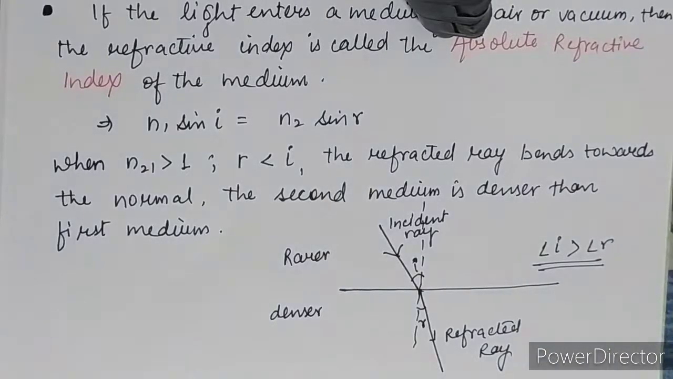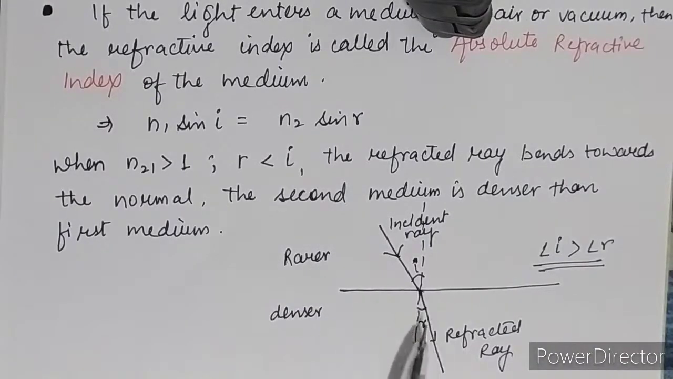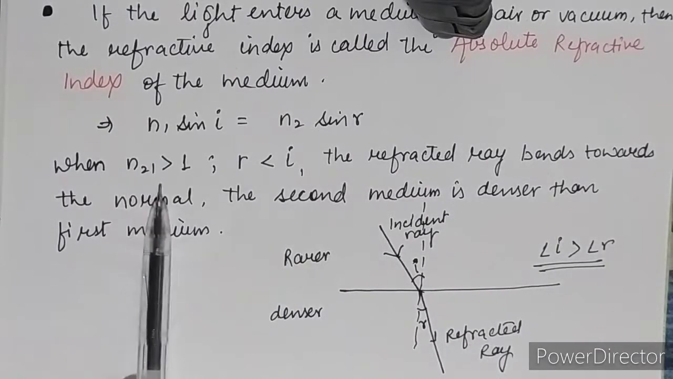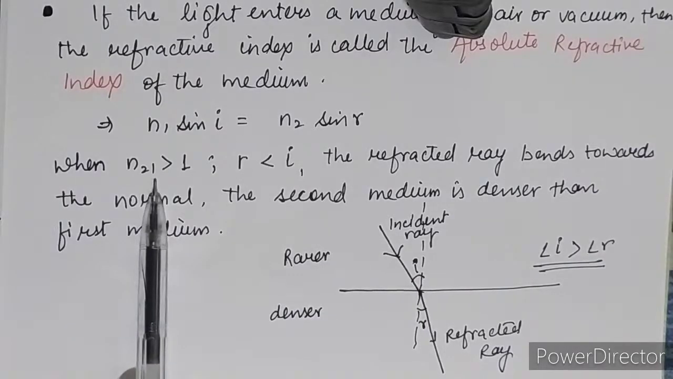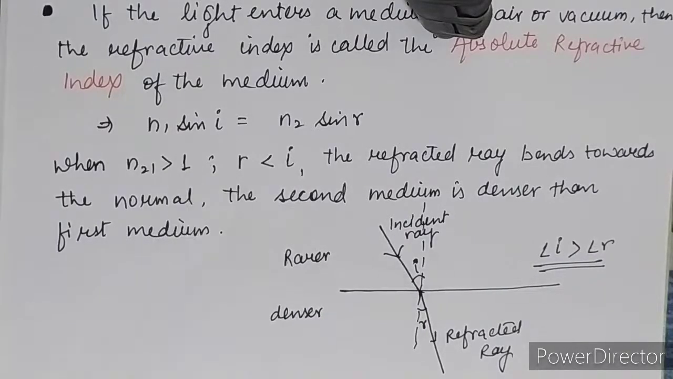Okay, so when the light ray has traveled from rarer medium to denser medium, the first medium is rarer, the second medium is denser, then angle I is greater than angle R, or we can say the refracted ray is always bent towards the normal, or we can say that n21, the refractive index of the second medium with respect to the first medium, is greater than 1. Okay, clear? This is about it.